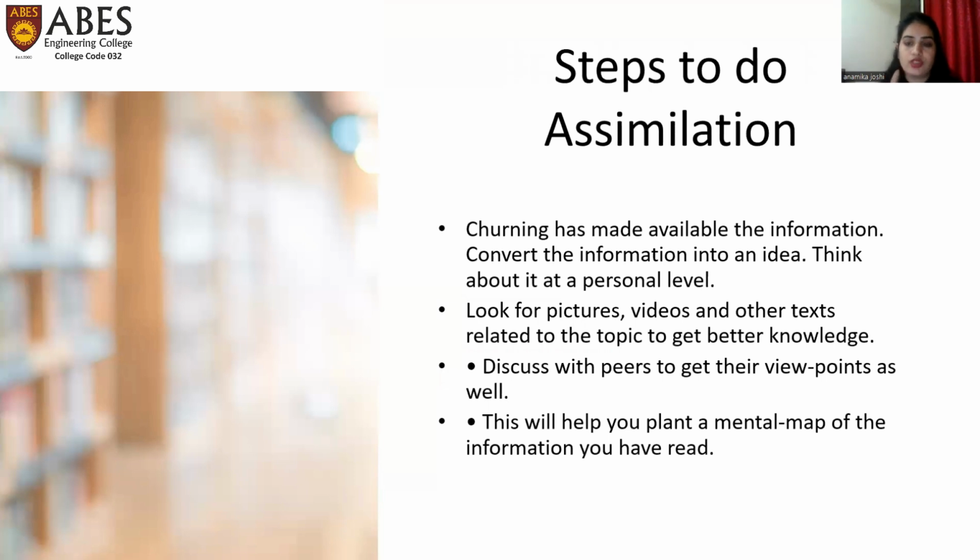Steps to assimilation. Churning has made available the information, because in churning you have understood the whole concept line by line, so you know what the person wants to say in which paragraph. So you convert the information into an idea. Now you have all the information, you will organize that information so that you can take an idea of it. What is the idea of that passage? Think about it at a personal level, because it is a mental exercise and you're using your cognitive skills, your judgmental skills. So you are inculcating and understanding that thing on a personal level, which is, we can say, a subjective one.